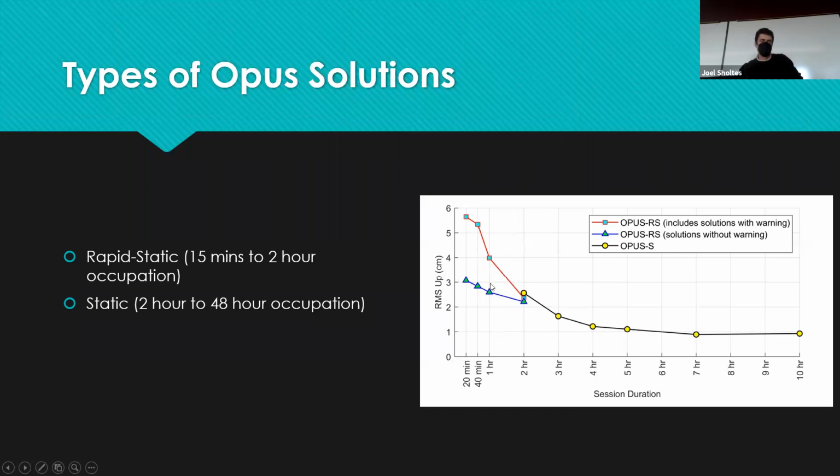Rapid static is a different kind of solution process, and you need anywhere from basically 30 minutes to 2 hours for that. So at most, you get about 2 centimeters of accuracy. So if you're pinched for time, you can do that. It's a different kind of solution.